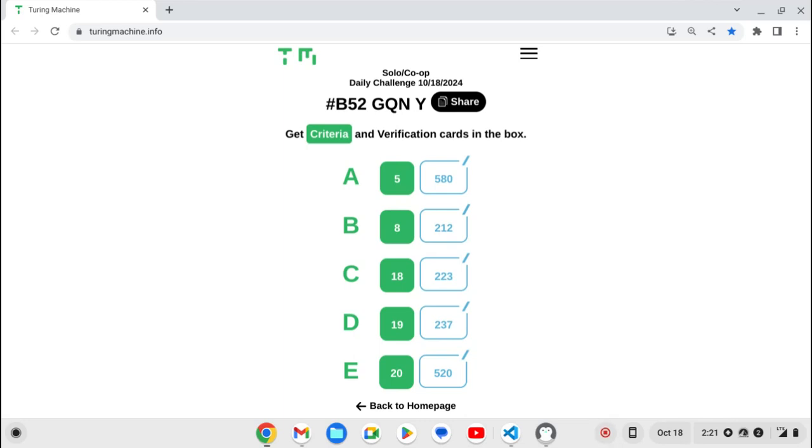Let's begin. Today's October 18th, 2024, and we're solving the Daily Turing Machine Puzzle. Today's puzzle uses the following 5 criteria cards: criteria card 5, 8, 18, 19, and 20. And the puzzle uses the blue verification cards. The code above is your way to get more information on today's puzzle by searching the code on turingmachine.info. Let's go solve.